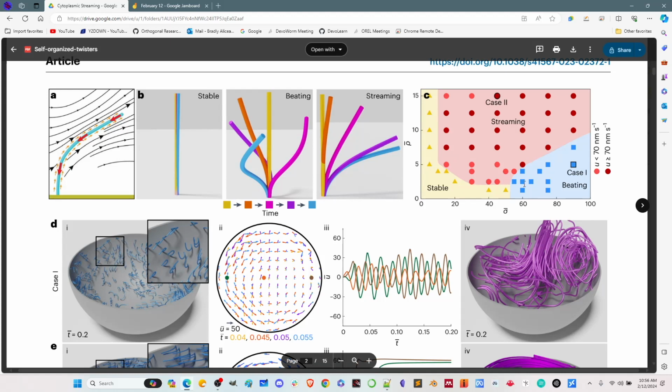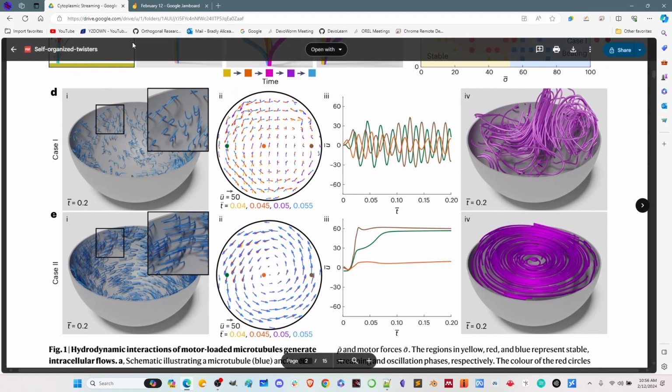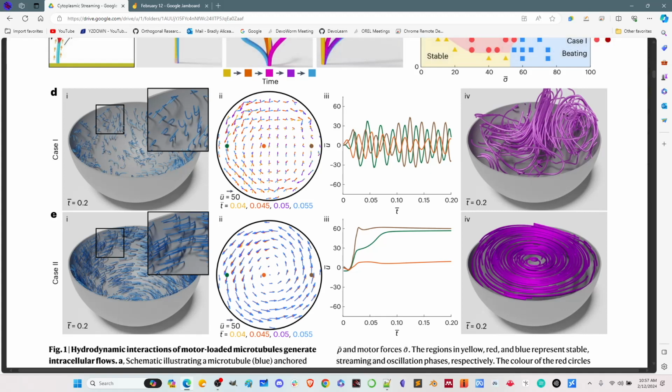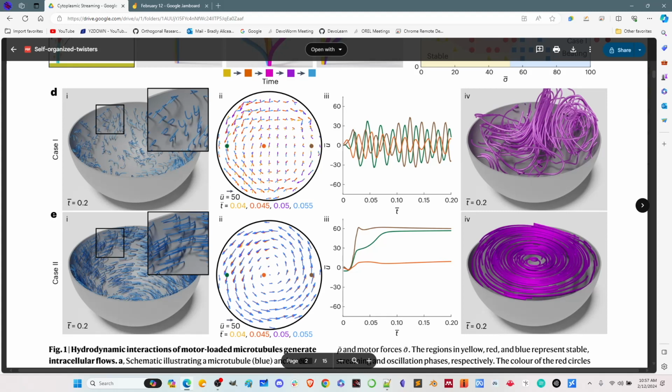So this shows where you have beating, streaming, and a stable regime. You have this phase diagram that shows these different cases. Beating is this part of the phase diagram, stable is here, and streaming is up. Here's another example of what these look like on the membrane of the cell. You have these actin filaments that are bound to the cortex, and you can see that they form this sort of layer of filaments that can facilitate streaming, or be impacted by streaming, and facilitate the flows.